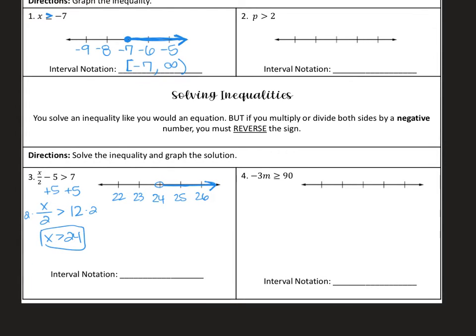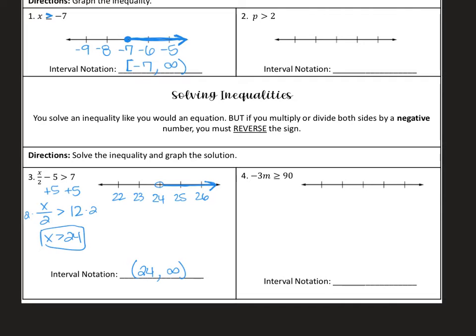All right, and then interval notation. Again, the left side of the interval notation is going to be the furthest leftmost number. So that's 24, which is not included in the interval. So we're going to put parentheses around that. And then the solution is going off towards positive infinity. So the interval notation is from 24 to positive infinity.